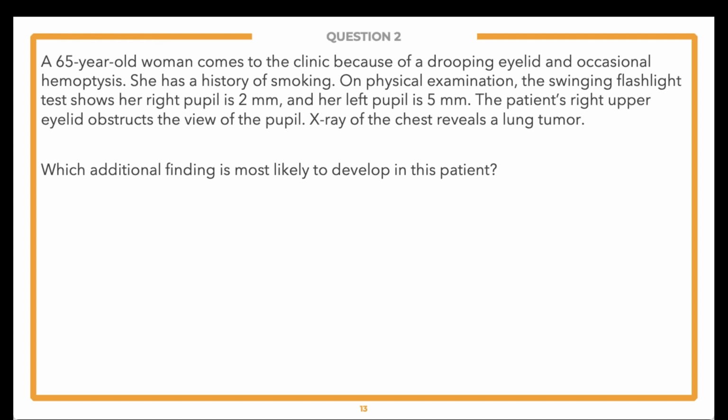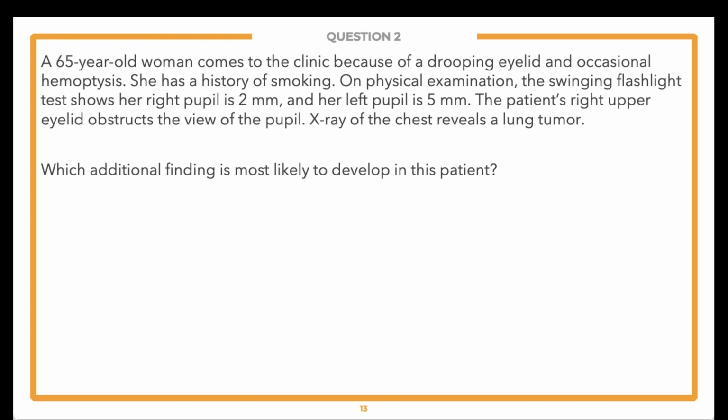So let's read the vignette. A 65-year-old woman comes to the clinic because of a drooping eyelid and occasional hemoptysis. She has a history of smoking. On physical examination, the swinging flashlight test shows her right pupil is 2 millimeters and her left pupil is 5 millimeters. The patient's right upper eyelid obstructs the view of the pupil. X-ray of the chest reveals a lung tumor. What additional finding is most likely to develop in this patient?